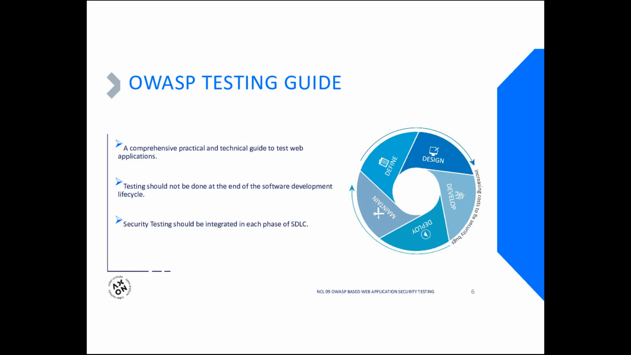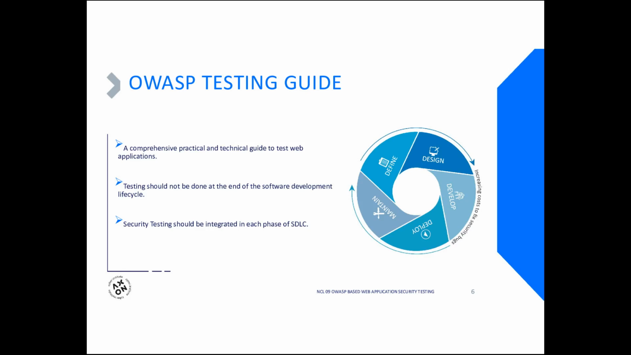And according to OWASP, one of the biggest mistakes that developers make is putting security testing at the end of the software development lifecycle, which is not really a good security practice. What OWASP recommends is to embed security testing in each phase of the development lifecycle. As you can see in this image, the first phase is define, then design, develop, deploy, and maintain. This is the typical software development lifecycle.